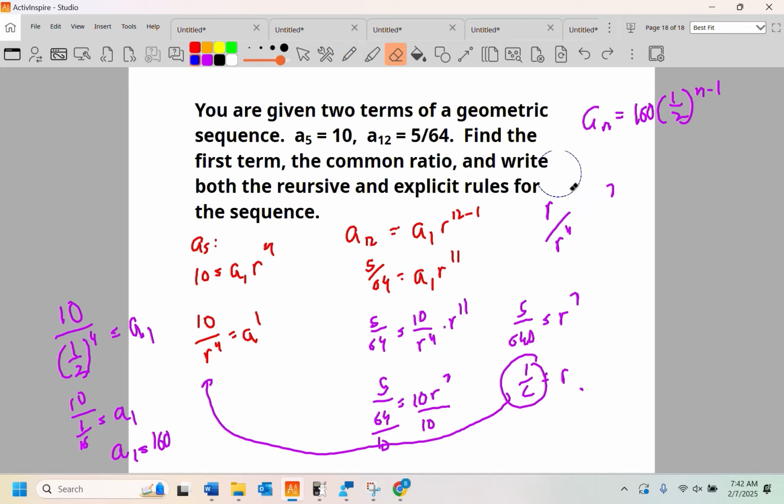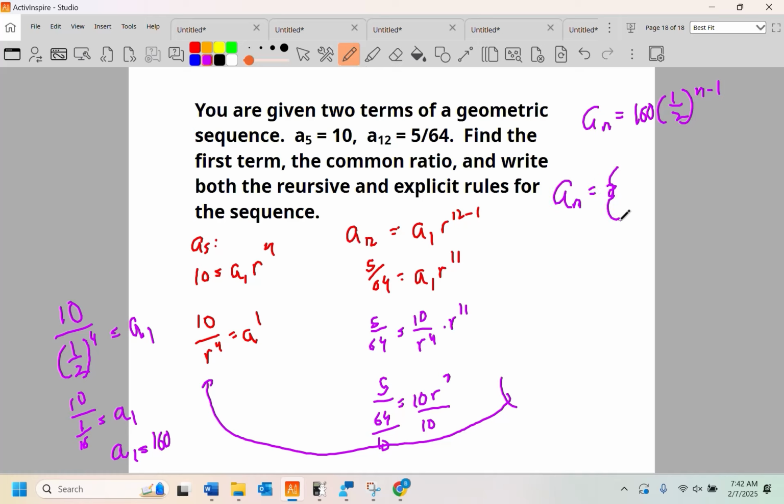My recursive rule, I got a minute before the bell for first period, is I am the first term of 160 if n is 1. Otherwise, I am 1/2 of the previous term if n is greater than 1.